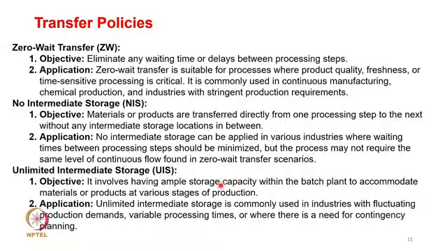So, now let us look at the last, or rather the third category, which we call unlimited intermediate storage, represented by UIS. So, what is the status here? You have an intermediate storage facility, in fact ample intermediate storage facility within the batch plant to accommodate any materials or products at various stages of the production.